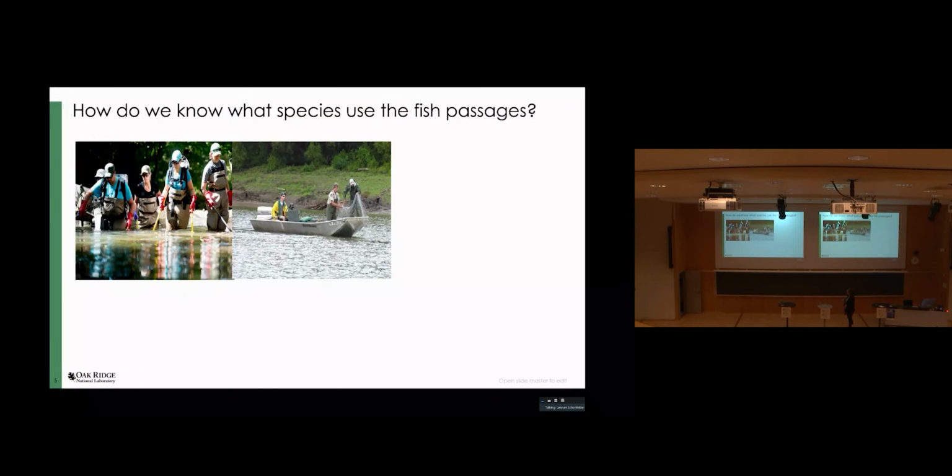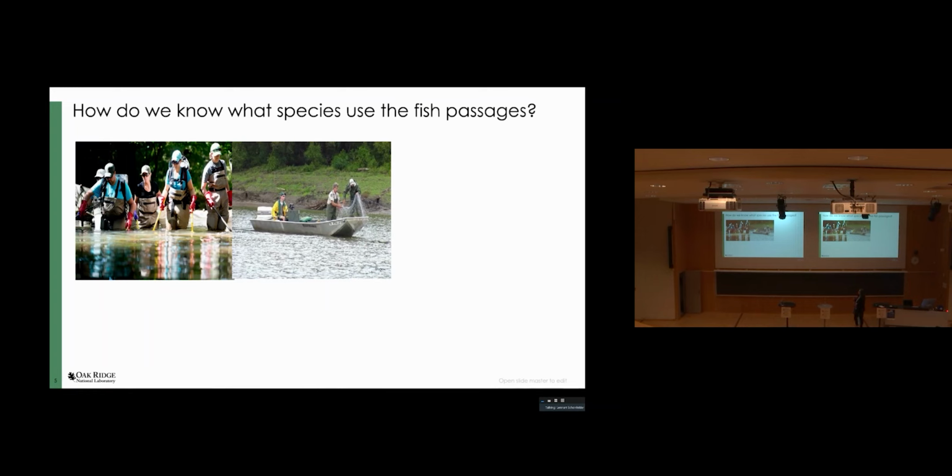The problem with fish passages, though, is that we don't necessarily know what species are utilizing them. Fish passages are designed for either a single species or multi-species, but we need a way to understand what is really effectively using these infrastructures.